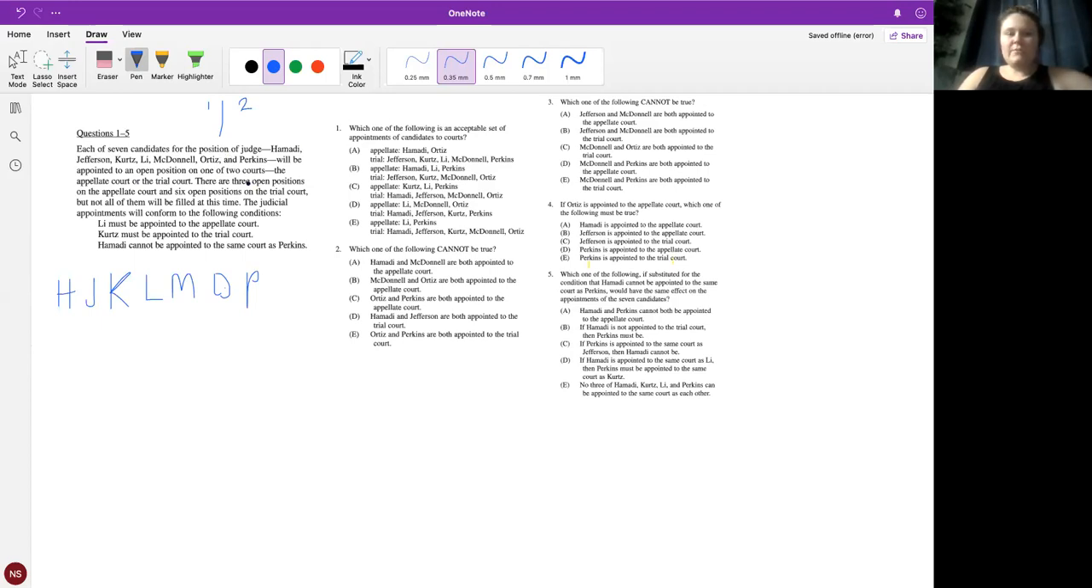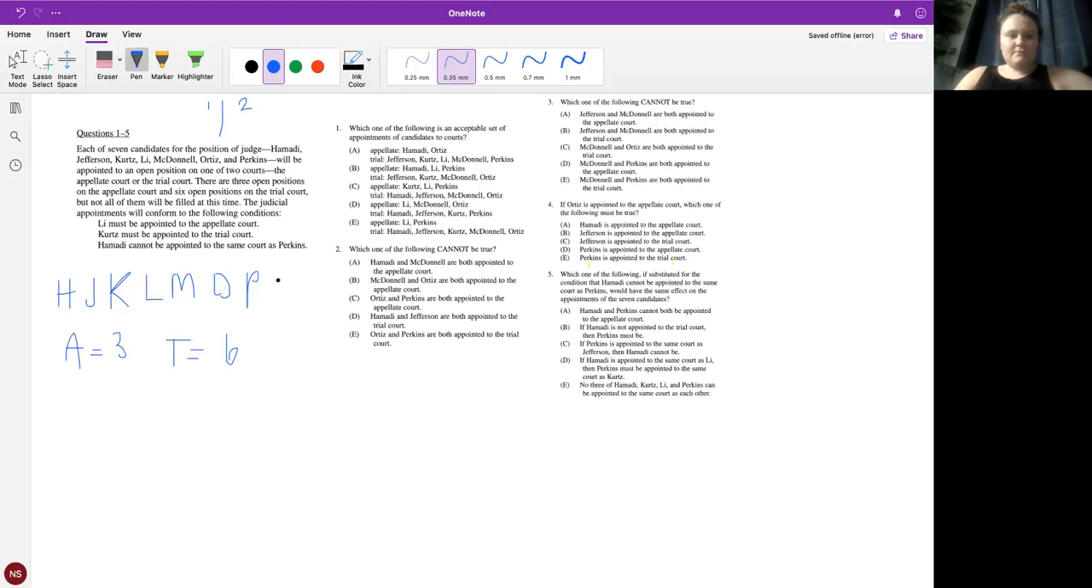So we know that they're going to be on either court 1 or court 2, right? So we have the appellate court and we have the trial court. There are 3 open positions on the appellate court and 6 open positions on the trial court. So I'm just going to write down that the appellate court has 3 and the trial court has 6.